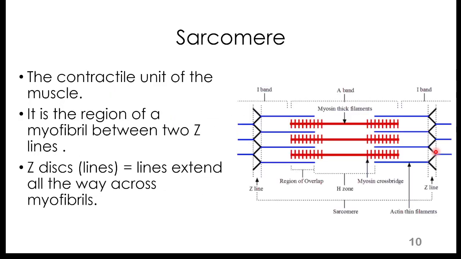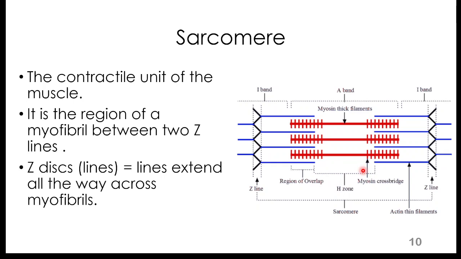So let's have a look at this. We are saying that at rest, when the muscle is not contracting, if you come to the I band here, you can see that the actin and myosin filaments do not overlap in the I band on both sides. And in the H zone, illustrated here, actin and myosin filaments also do not overlap.